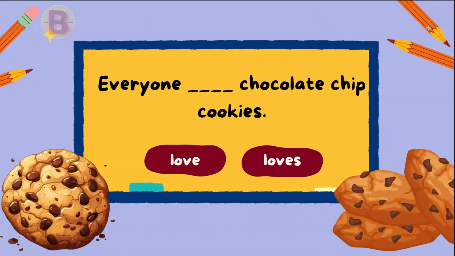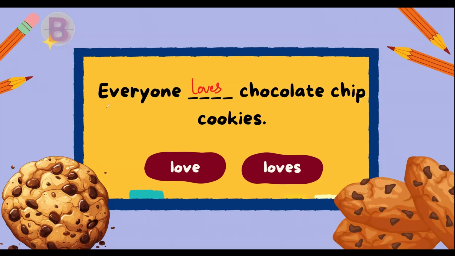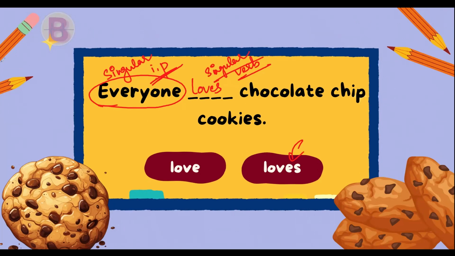The next question is, everyone dash chocolate chip cookies. Love or loves? The correct answer is loves. We are using the word everyone, which is singular, and it is an indefinite pronoun. That's why we are going to use a singular verb. Well done. So let's go to the last question.